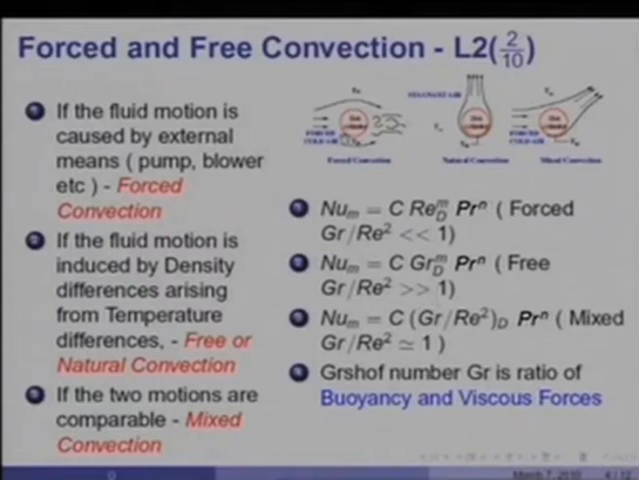In fact, the forced convection doesn't even exist, and therefore, when the Grashof number divided by Reynolds square is very, very large, we say it's a natural convection situation. And if Grashof by Reynolds square is of the order of 1, then we have a mixed convection situation. In natural convection, the Reynolds number gets replaced by Grashof number, whereas in mixed convection, both Grashof and Reynolds are present. Prandtl number, of course, is present in all cases. The Grashof number, Gr, is the ratio of the buoyancy forces and viscous forces.